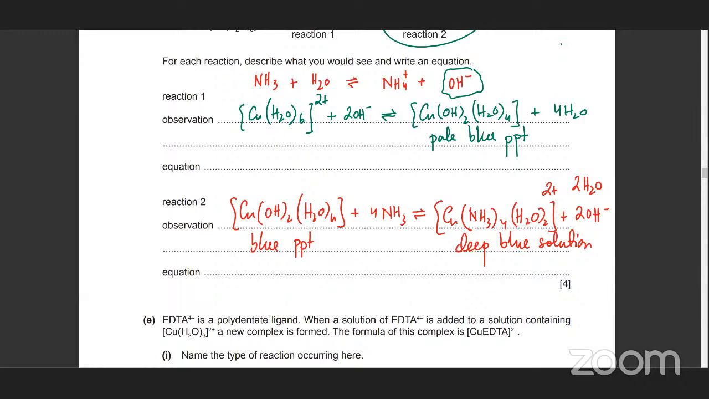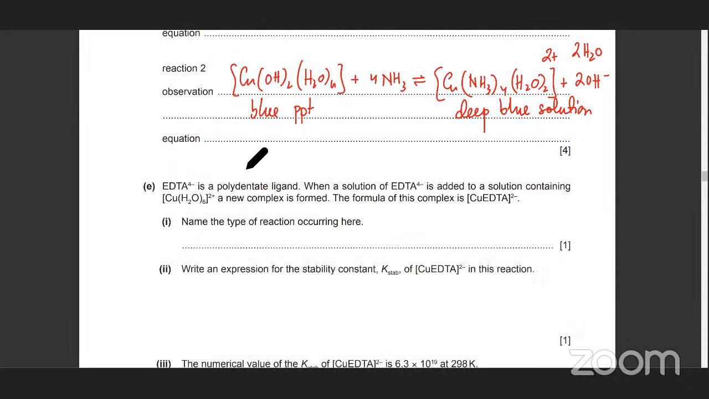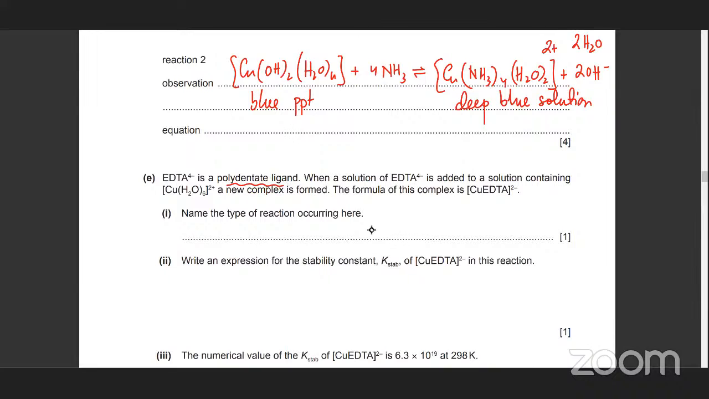Okay, what's the next question? Now this one they talk about EDTA as a polydentate ligand. The solution of EDTA is added to a solution containing copper. A new complex is formed. The formula of this complex is Cu EDTA and the charge is 2 minus. Name the type of reaction occurring here. So this is ligand exchange. He's already told you that it's a polydentate ligand. So one ligand, water, is getting displaced by another ligand. So this is ligand exchange.